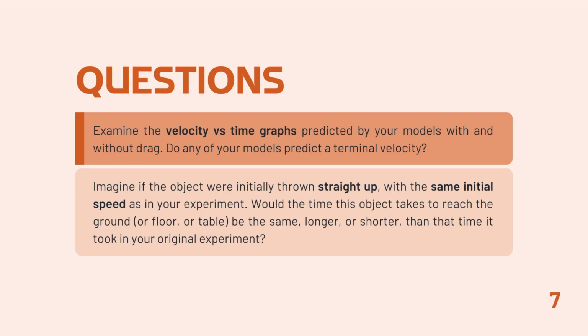So to answer the second question, if the object had been thrown straight up, the total time would have actually been longer because the ball would first travel upward, slow down to zero velocity, and then fall back down. So t total will equal the time up plus the time down, where t up equals the initial velocity divided by gravity, and t down depends on the added height. This means it would take more time compared to the angle thrown in our experiment.